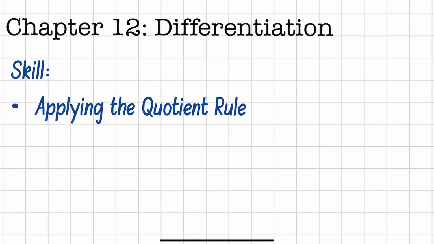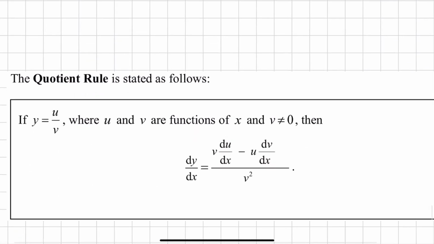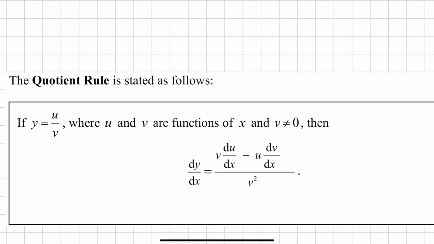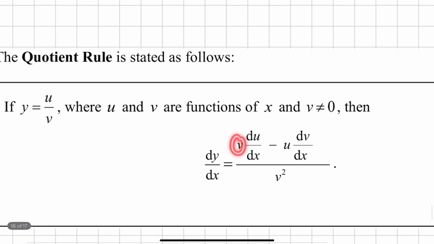In this video, I'll be going through the skill of how do you apply the quotient rule under the chapter of differentiation. Let's look at what is applying the quotient rule from your notes. The quotient rule states that if I have y equals u over v, whereby u is your numerator and v is your denominator, and u and v are functions of x, and your denominator is not equal to 0, dy over dx, the differentiated form of y, will be simply denominator times differentiated form of the numerator, minus away numerator times differentiated denominator, the whole thing divided by your denominator squared.